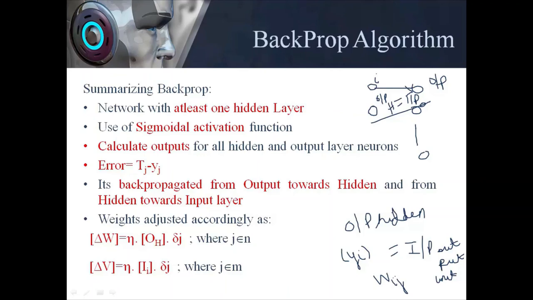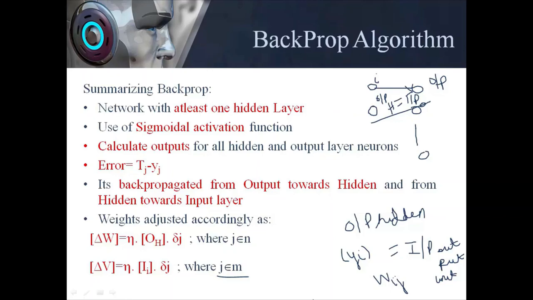Similarly, for the weight matrix between the hidden and the input layer units, delta V, that is the change in the weights, depends upon the learning rate, the input coming from the input unit, and the delta J, which is again the local gradient of the hidden layer unit, where J belongs to the set of M neurons, where M is the number of neurons in the hidden layer. I think we are very clear with this. So this is how backpropagation works.